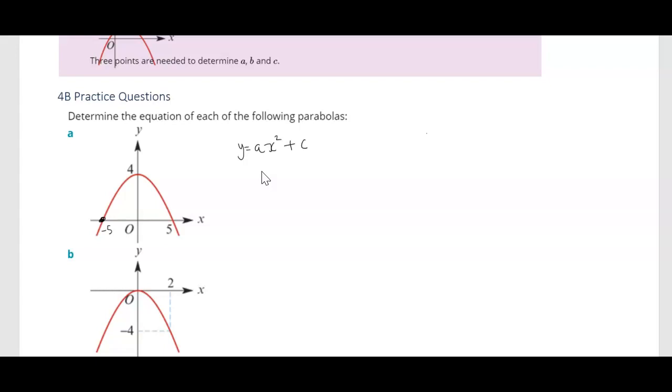Now to get the values of a and c, just have a look at our points. This point here is 5, 0. And this point here is 0, 4. Now your y-intercept 4 is also your value of c. So c is equal to 4. So I'm going to have y equals ax squared plus 4. And now to get the value of a, I just need to substitute in the other points. I'm going to substitute in 5, 0. So I've got 0 equals a times 5 squared plus 4.